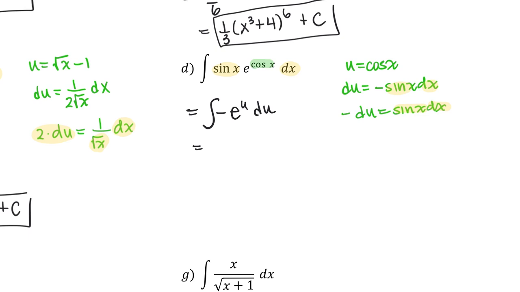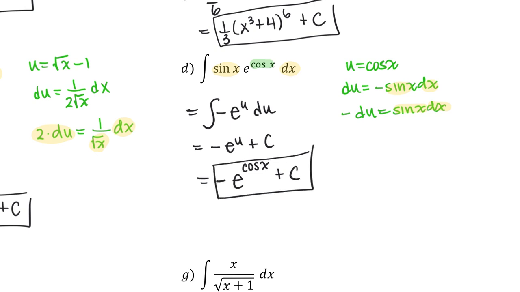Let's see, the antiderivative of e to the u is just e to the u. So this is going to be negative e to the u plus c. Okay, substitute back in my u. And then that's going to be my answer. Again, you can always check in your head. Negative e to this something is going to be negative e to this something. The derivative of cosine is negative sine, and so the negative times the negative sign made this a positive sign. So it looks like it works.